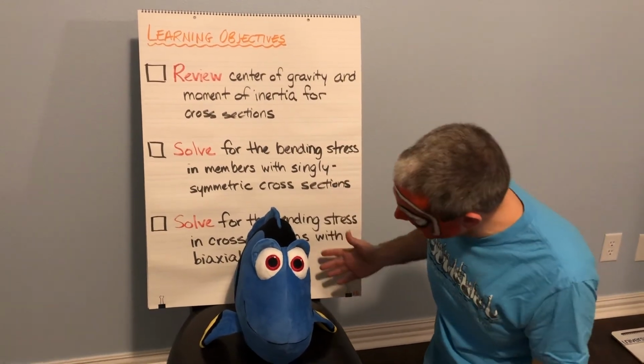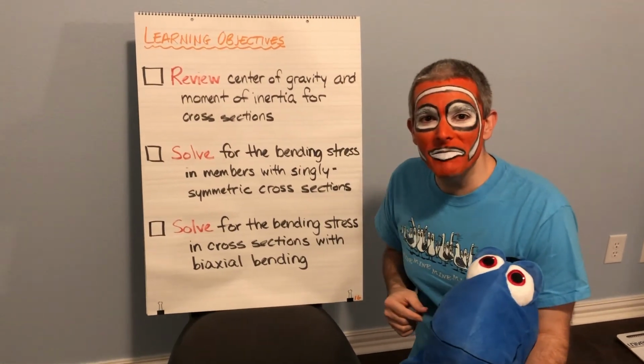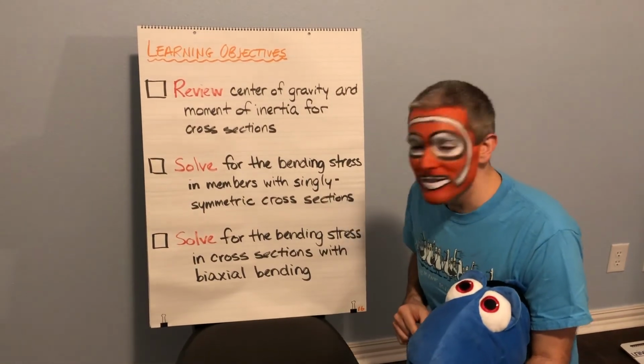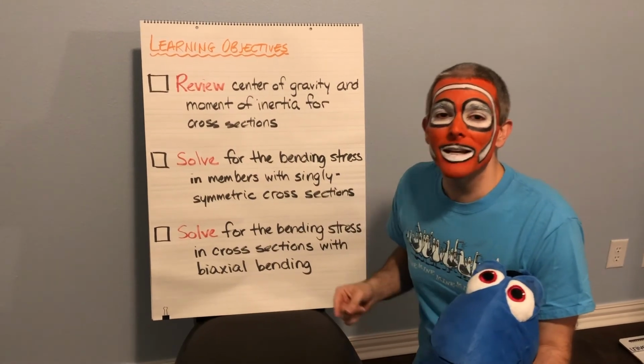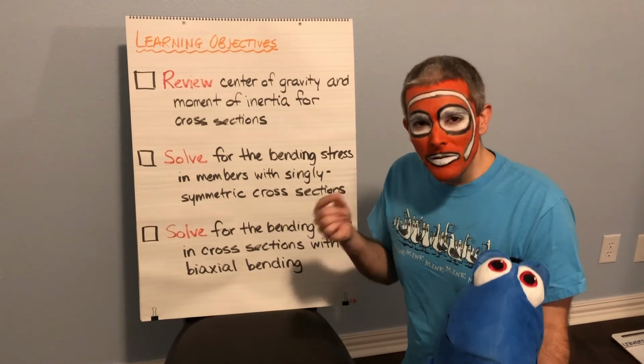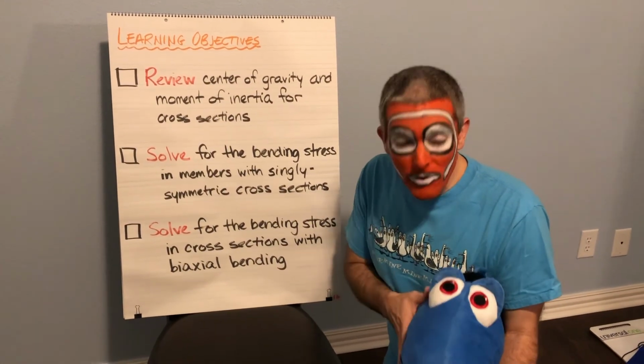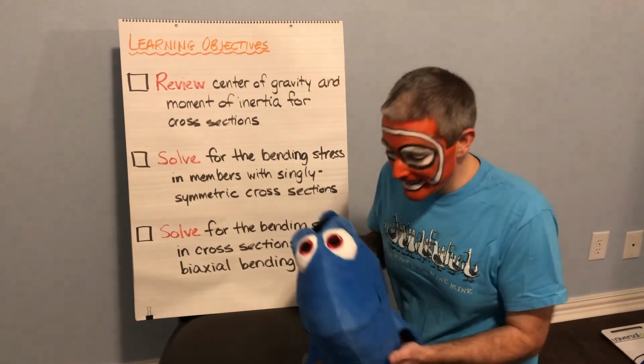Dory, you're in the way. Silly Dory. If you stick around for another couple videos, you'll see that we're going to solve for the bending stress in members that are subjected to biaxial bending. If you're trying to remember what the bending stress formula is, Dory here is going to explain it again.